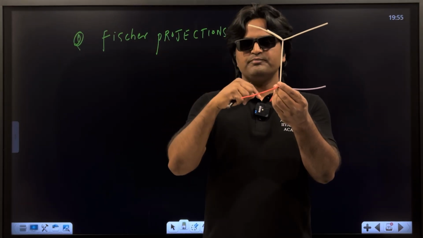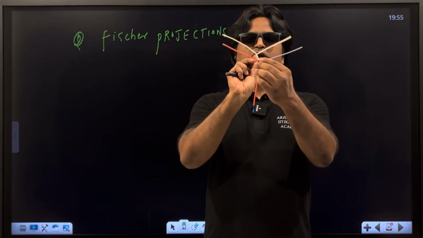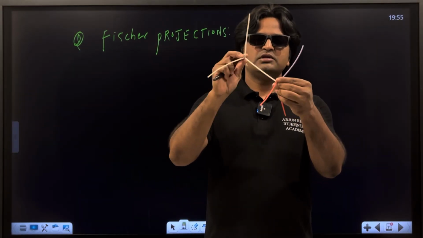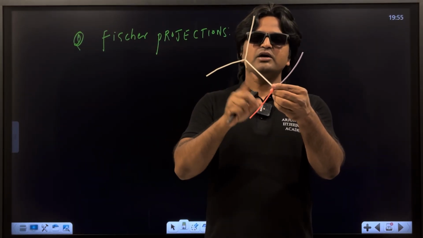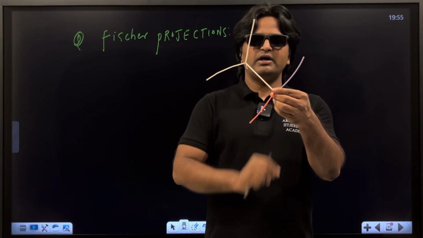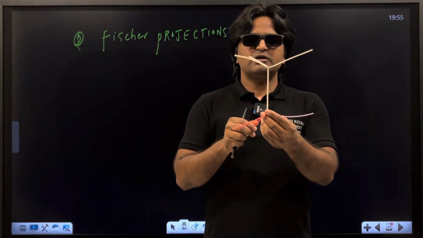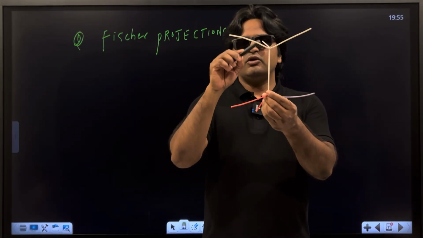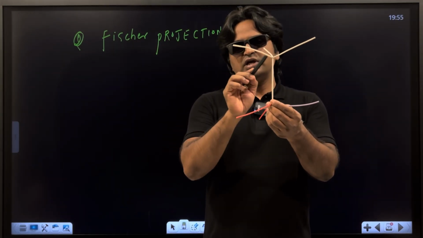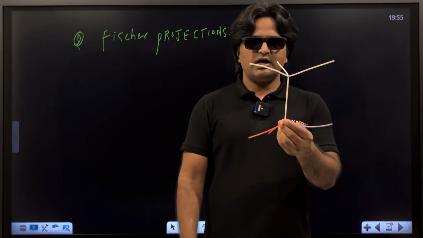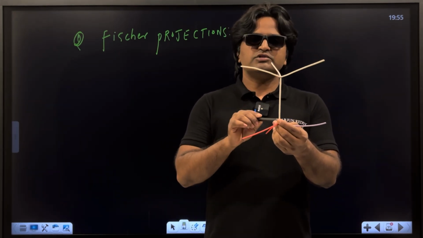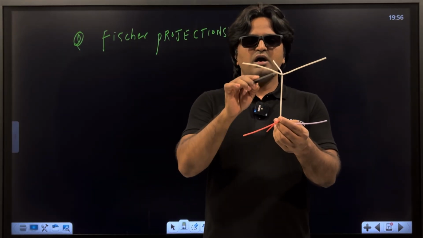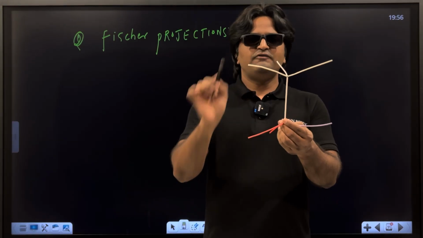Now in the case of Newman, the same molecule we are looking along the CC bond axis. But in the case of sawhorse, this is a way of looking at the molecule in diagonal fashion, upper diagonal and lower diagonal. Now come back to the same Fischer projections. We look at the molecule in a vertical fashion, so you can see the upper carbon as well as the lower carbon atom. Not only two carbon atoms, even if there are 100 carbon atoms, all 100 carbon atoms you can see in Fischer projections.